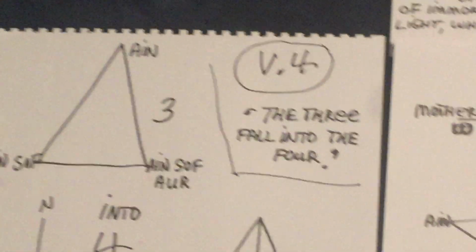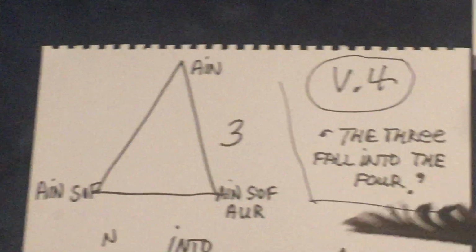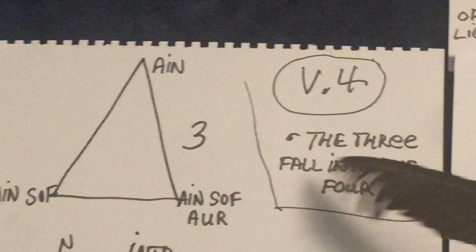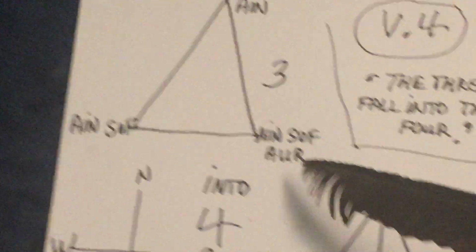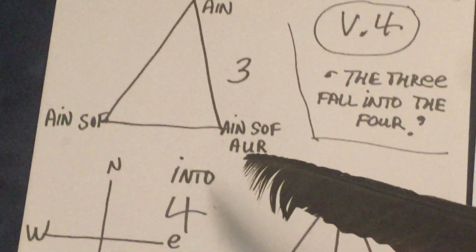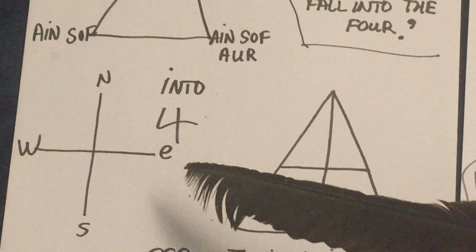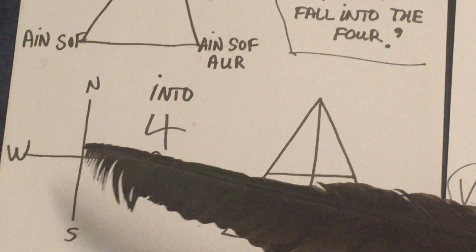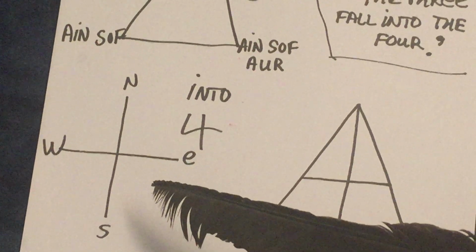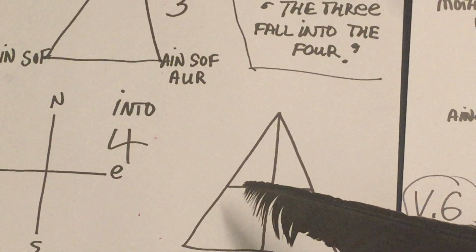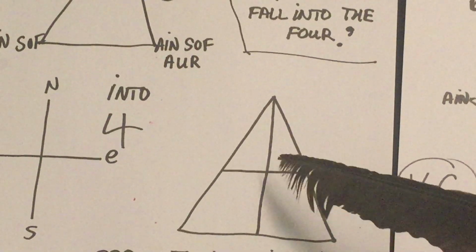Now here is the 3. The 3 fall into 4. Here's the 3, Ein Soph. That is the static force of light. And here are the 4 directions. And the 3 falls into the 4. The 3 encompasses the 4.